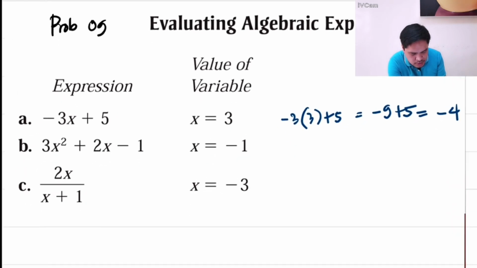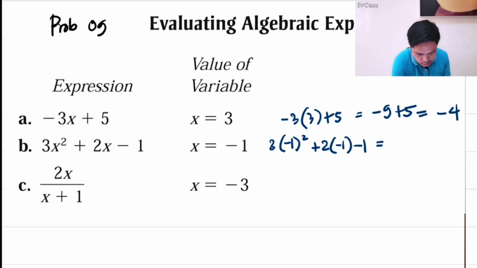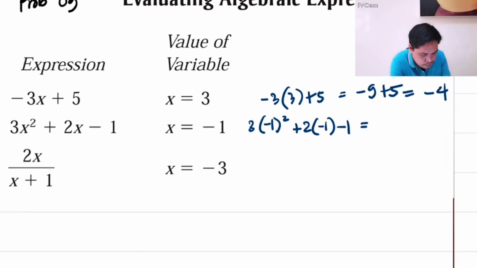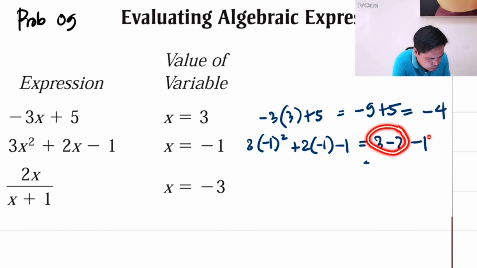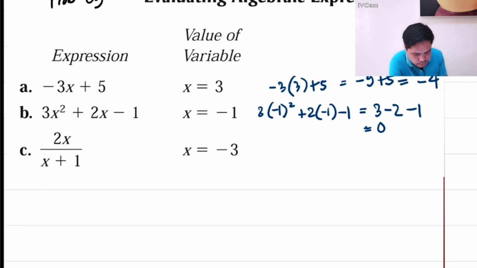Okay. How about this? Evaluate letter B. So, again, we just substitute. So, 3 times negative 1 squared plus 2 times negative 1 minus 1. Okay, so again, evaluating this will give us, what is negative 1 squared? That is positive 1 times 3, that is positive 3. Then, how about this? 2 times negative 1, that's negative 2, minus 1. So, what is the answer? So, 3 minus 2 is 1, minus 1, 0. It's 0.